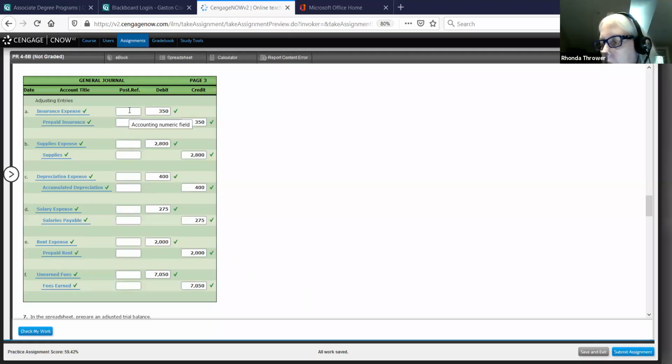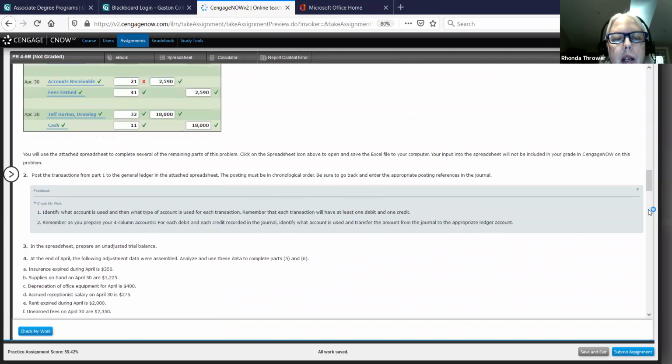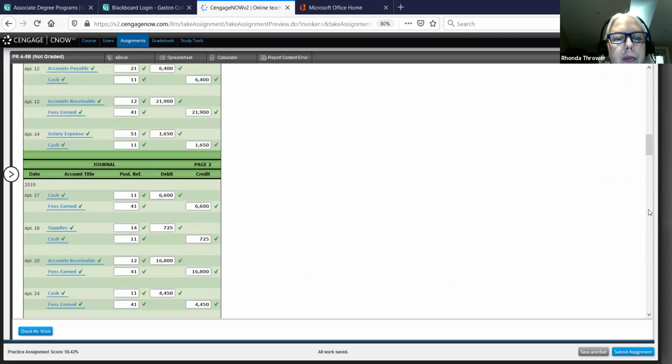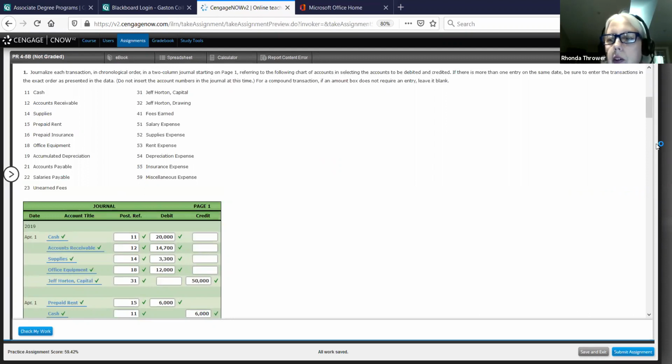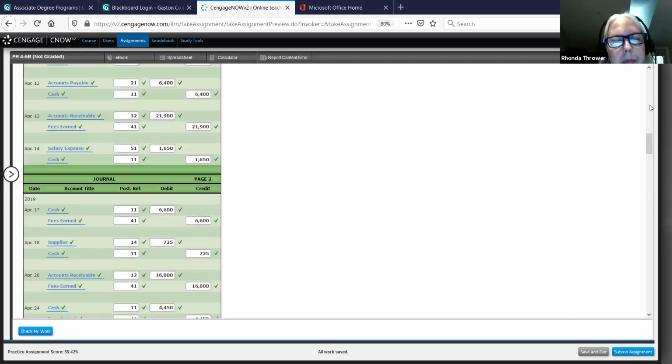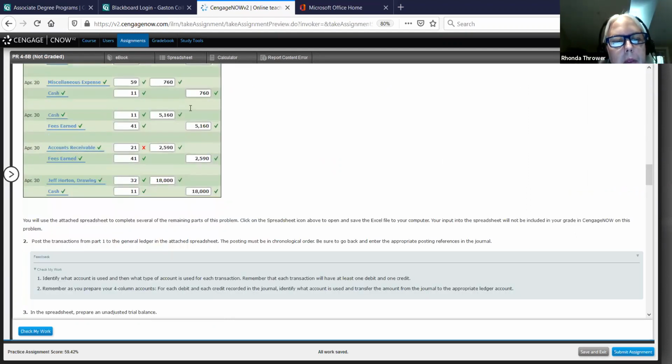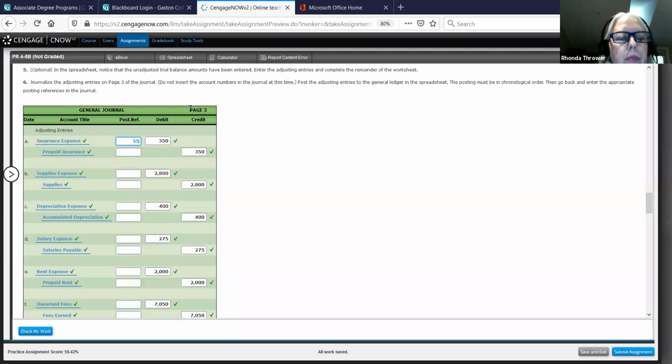And right here at insurance expense, I'm going to put in the account number. And I forgot to look at the account number, but the account number is on your general ledger. It is also up here, if you forget, under insurance expense, which is 55. 55 goes here. And then I'm going to go to my prepaid insurance in my ledger, and I'm going to post that. So I'm going to have to stop sharing with you again, create a new share.